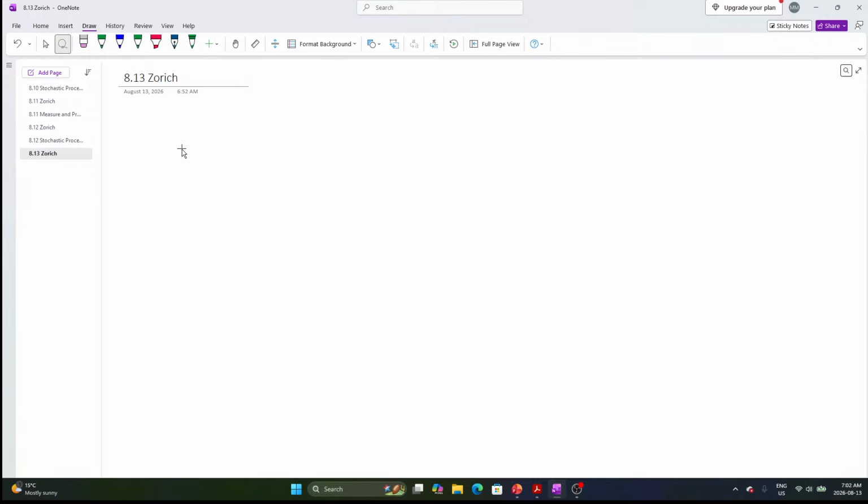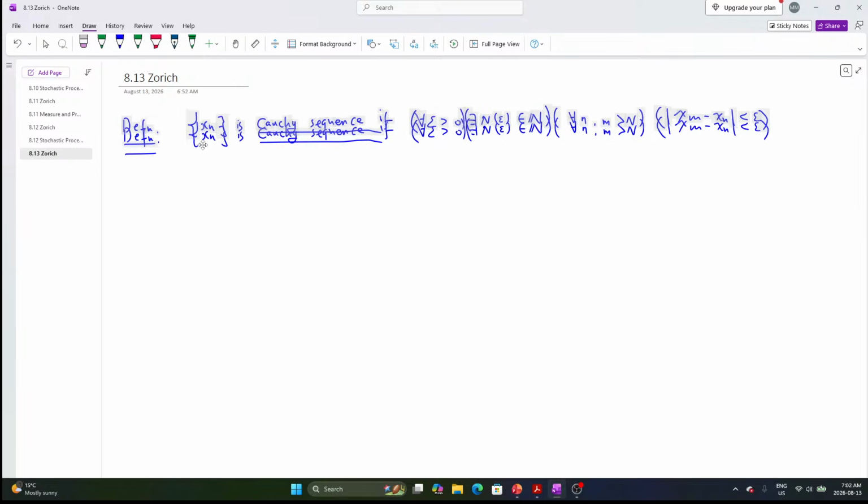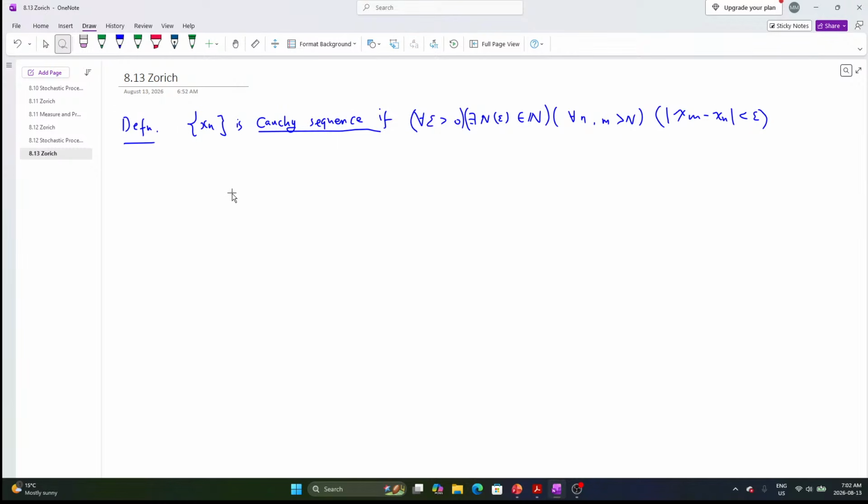So in Lebesgue integration, of course, there's the monotone convergence theorem for interchanging the limit and integrals. But in elementary analysis, there's also the monotone convergence theorem, which we'll see today, which can be a little bit confusing. So I tend to call it the monotone sequence theorem in the elementary part. Anyway, so this is the definition of Cauchy sequence.